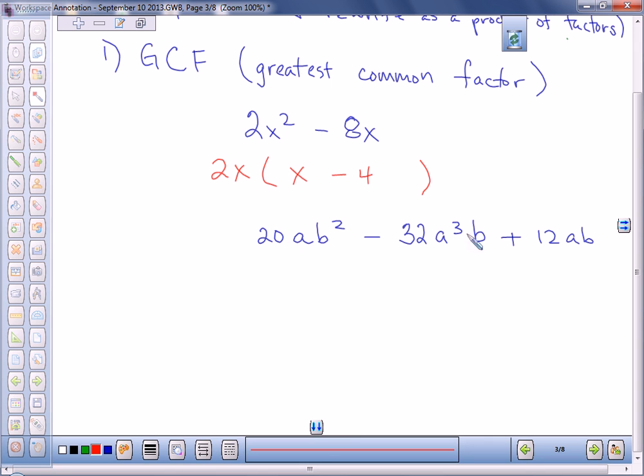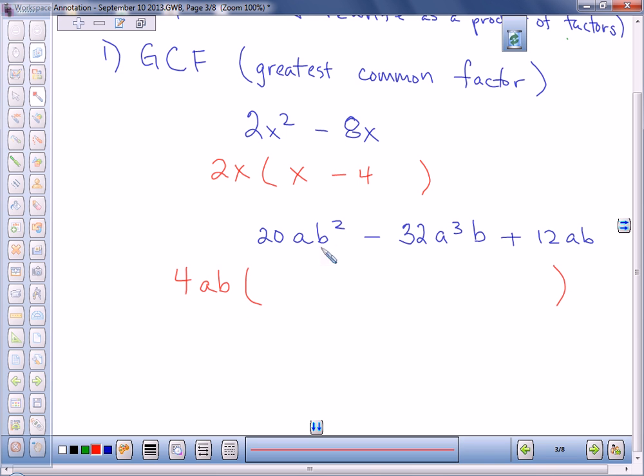20, negative 32, and 12. What's a common factor for those numbers? 4 is the greatest common factor. It is the largest number that divides into all those. Now look at your variables. Every single one of them has an A and a B, right? What factor of A can I divide out? Just A. What factor of B can I divide out? Just B. So the greatest common factor of this expression is 4AB.